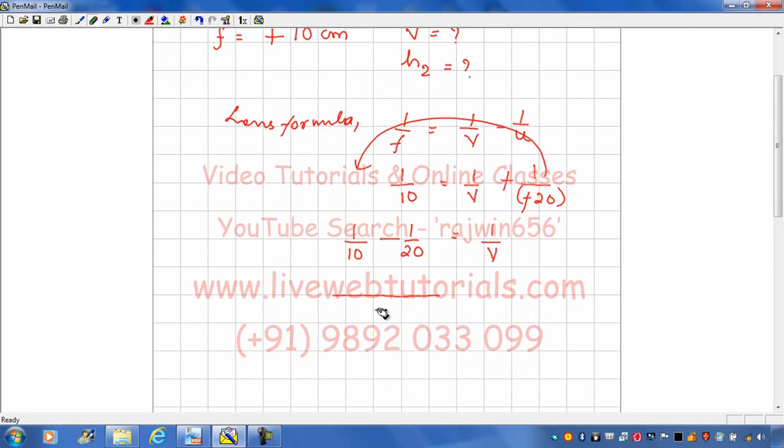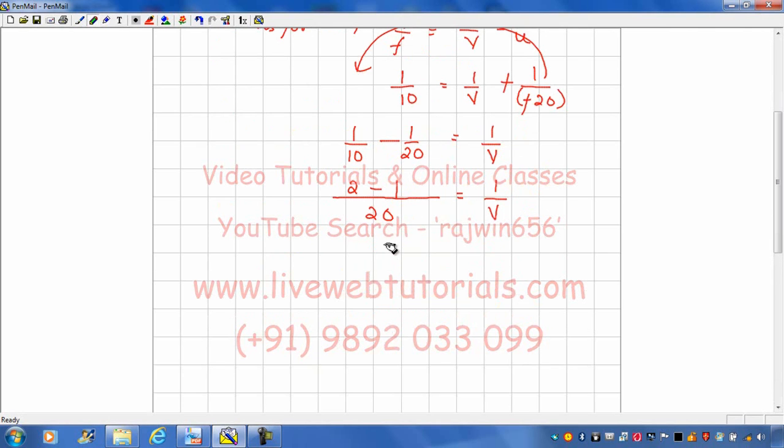Okay, 10 and 20 LCM is 20. 10 2s are 20, 20 1s are 20. This is equal to 1 upon v. 2 minus 1 is 1. So that is 1 divided by 20, that is equal to 1 upon v. So I reciprocal this. This is equal to v is equal to 20 centimeters. Okay. So this is your image distance. You can see here this is positive. It's going to be real and inverted image.